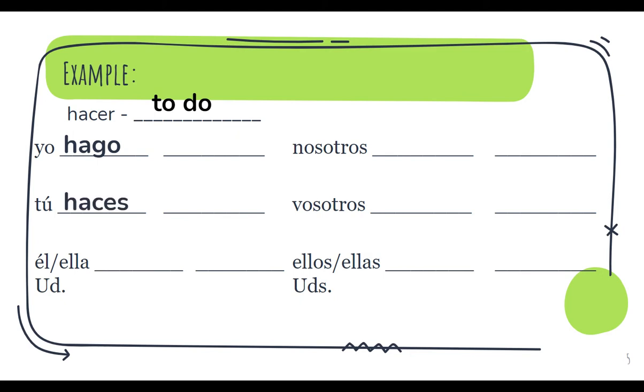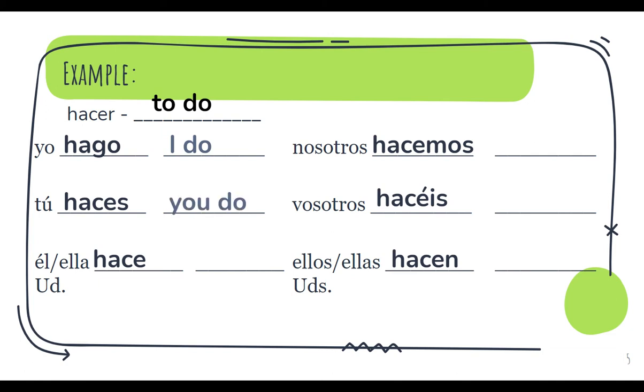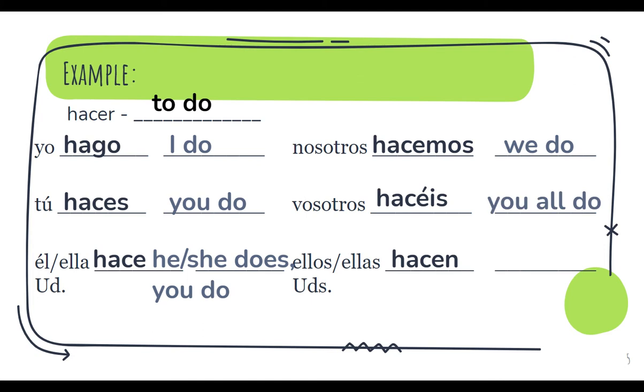So we have haces, hace, hacemos, haceis, hacen. And in English, I do or I make, you do or you make, he or she does, or you do. Remember that usted hace is a formal way of talking to someone, or polite. Nosotros hacemos, we do or we make. Haceis, you all do or you all make. And again, that's used only in Spain. And ellos, ellas hacen, they do or you all do or make.